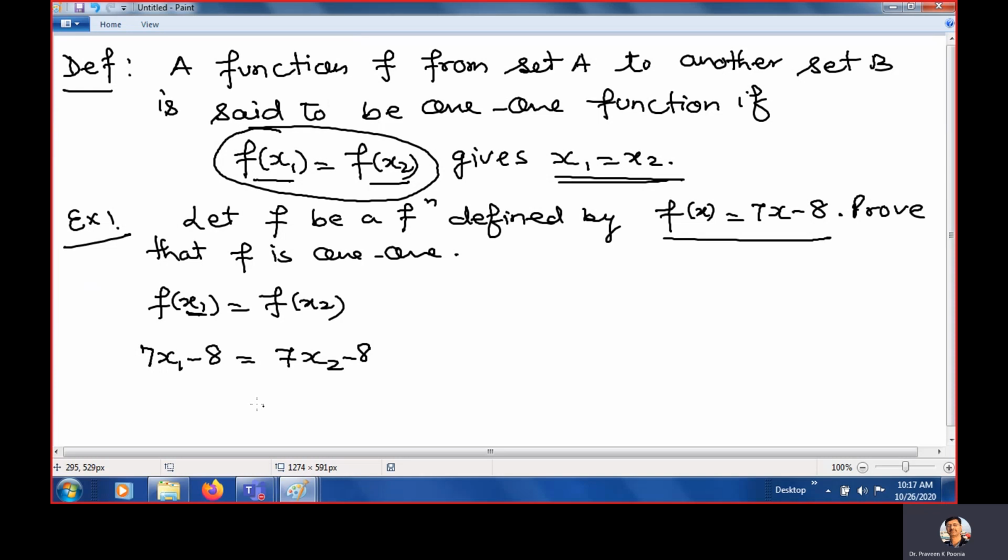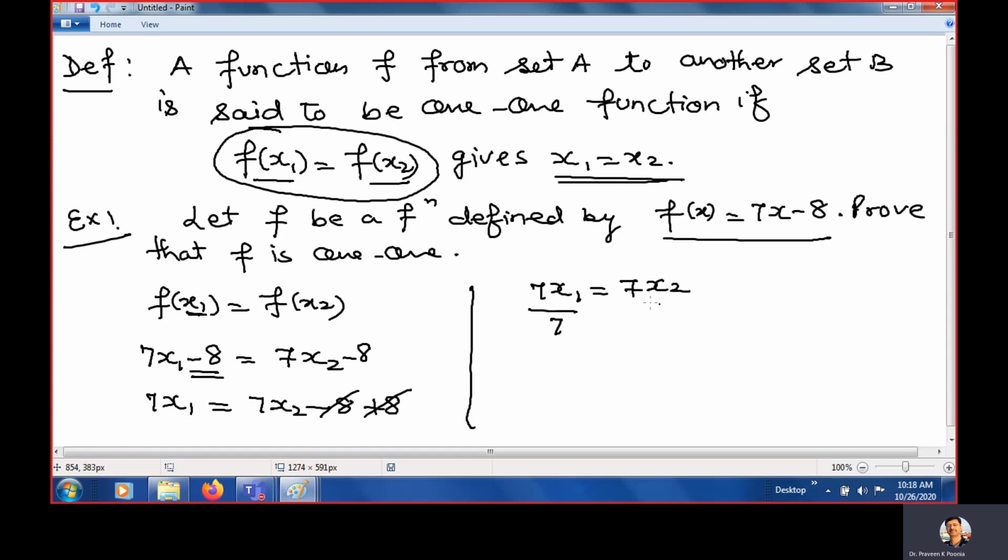Clear? So what we are going to do? We have 7x1 minus 8 equals to 7x2 minus 8. And when we change this minus 8 to this side, it will change into plus 8. And this plus 8 and minus 8 will be cancelled. So what remains? It is 7x1 is equal to 7x2. This is what we get. Now, how to remove this 7? Divide by 7.